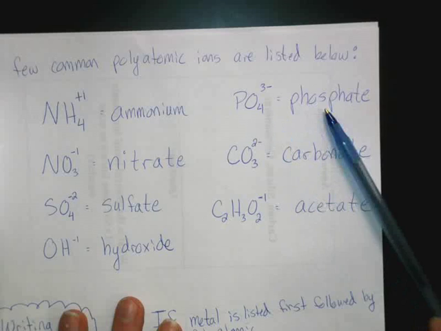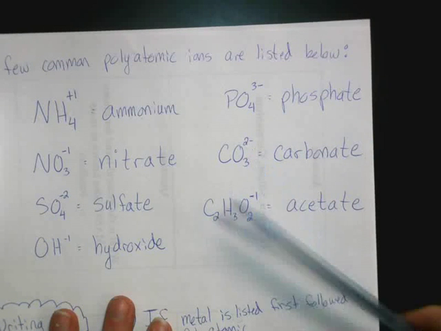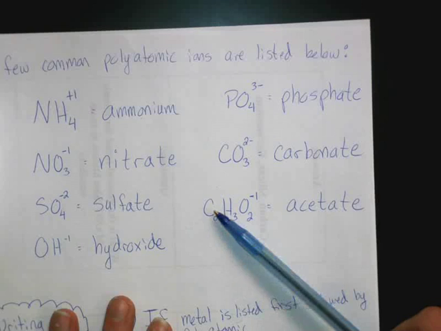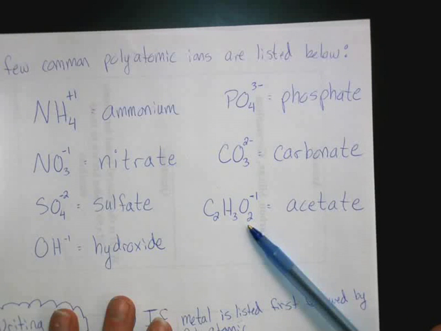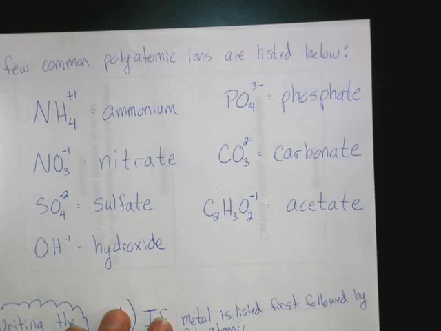PO4 will carry a negative 3 charge. We call it phosphate. CO3 with a negative 2 charge. We call it carbonate. And then C2H3O2, that whole thing carries a negative 1 charge, and it's called acetate. So these are the common ones I'll be using in this set of videos.